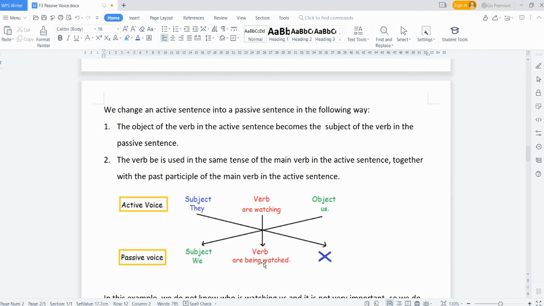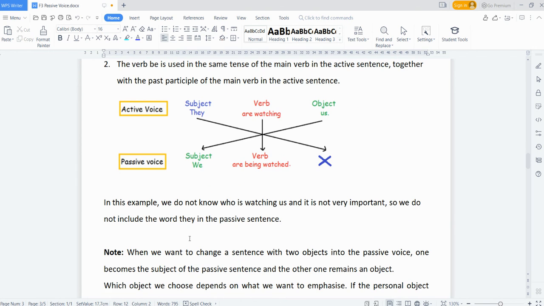Are watching, are being watched. Macam mana tahu sama? Tengok are ni. Are ni menunjukkan dia sama lah. Tense dia sama, together with the past participle of the main verb in the active sentence. Cumanya passive dengan active je tukar. Passive ni dia akan ada past participle. So, they are watching us. The passive voice will be we. Us ni bila tukar jadi subject, dia akan jadi we. We are being watched. Tak payah objek pun tak apa.